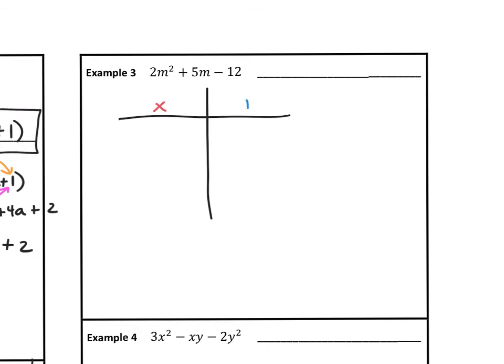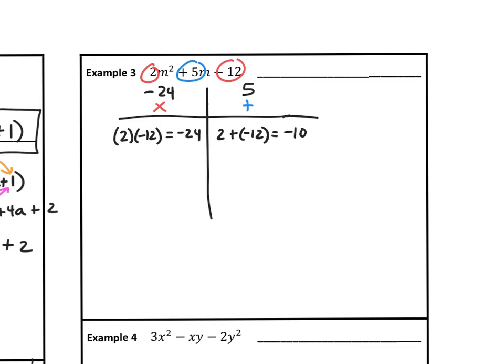Multiply and add. So I want to multiply the first and the last. That gives me negative 24. And then the number in the middle is 5. Okay, and let's check. 2 times negative 12 is negative 24, but 2 plus negative 12 is negative 10. So that doesn't work. Is there another combination that works?